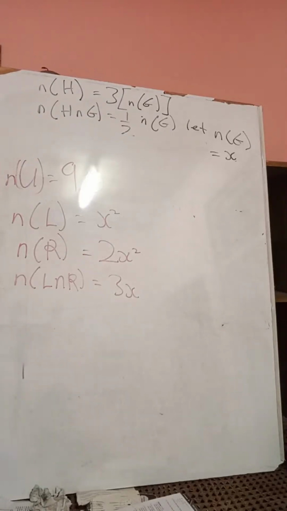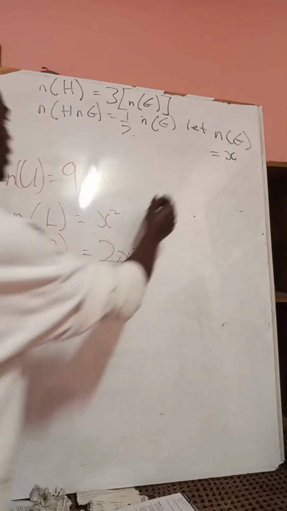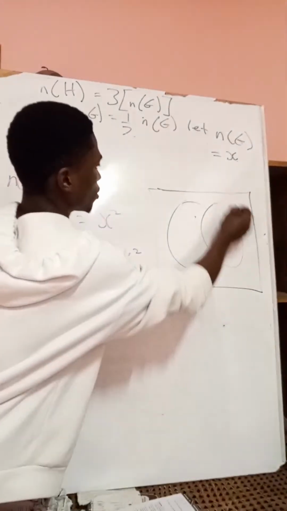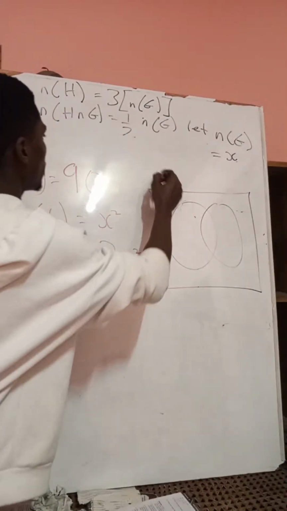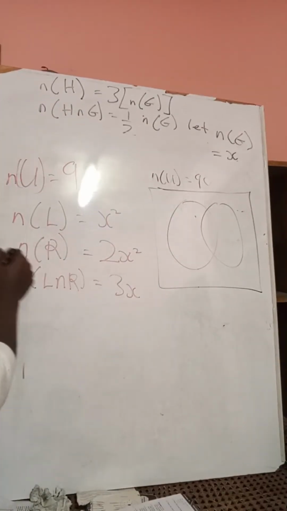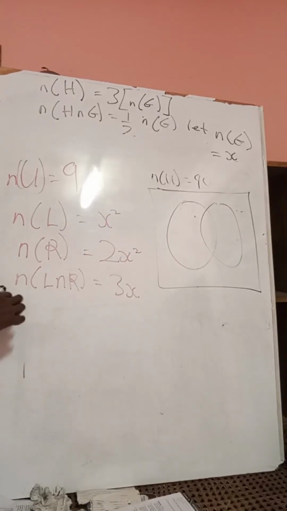So now you are solving it fast. This is 90. Okay, so you draw a Venn diagram. Then the number of U equals 90.